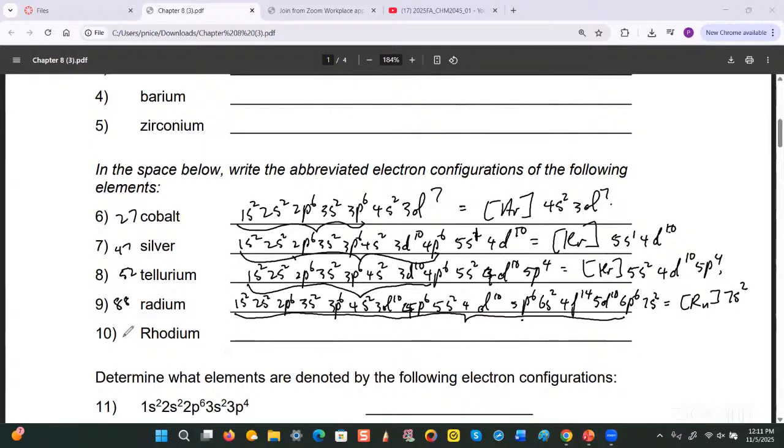Okay, rhodium. What's the atomic number? Rh, symbol, 45. All right, so it's 1s2, 2s2, 2p6, 3s2, 3p6, 4s2, 3d10, so that's 30. Then 4p6, so that's 36. And then after that is 5s2, so that's 38.